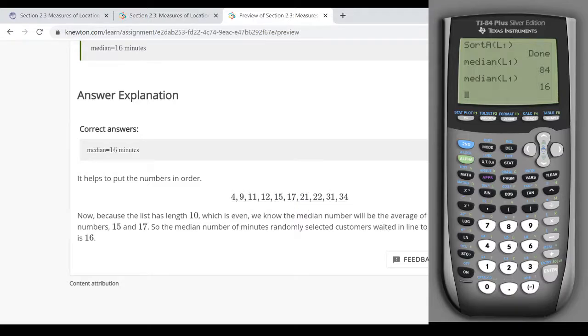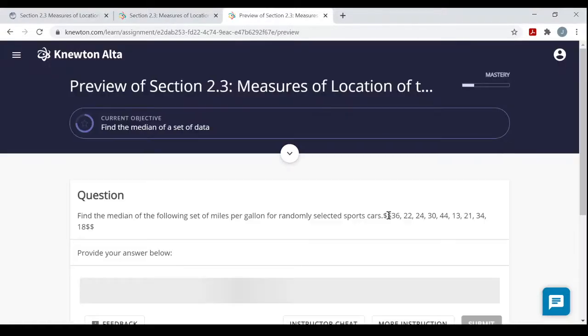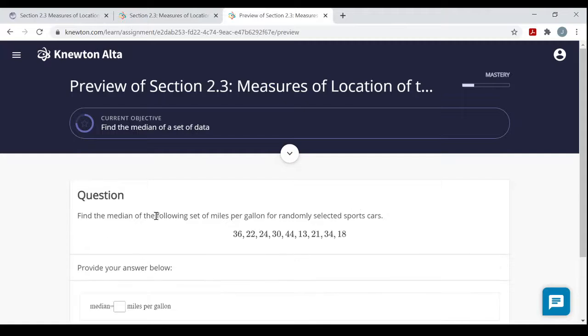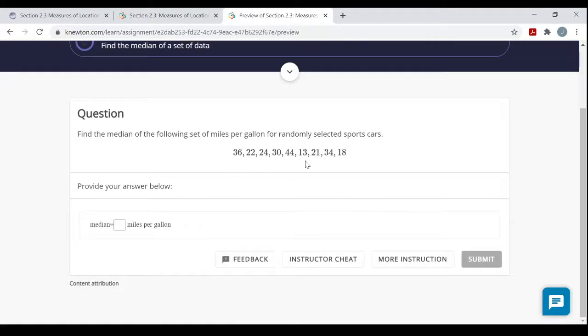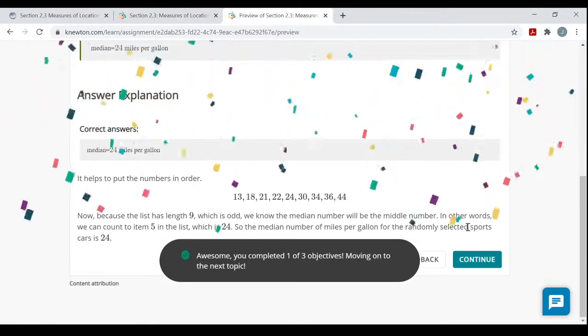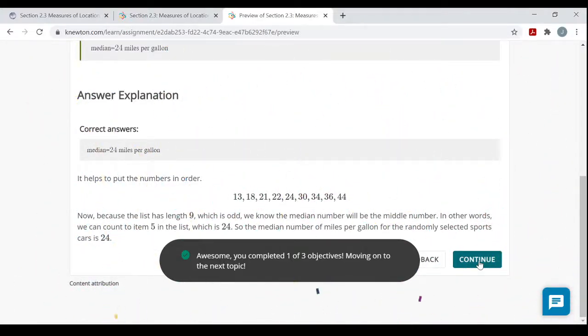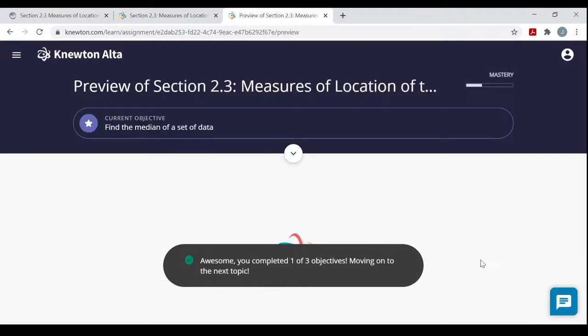All right, so let's continue on. All right, and this is the same thing. Find the median of the following set. So I'm not going to do this one. I'm just going to hit instructor cheat, have it fill it in for me, as you know how to do this. I've already done this several times now. All right, so the median amount would be 24. All right. And again, they go through the explanation here. Great. Right, so done with that first objective, just simply finding the median of a set of data. Right. Continuing on.